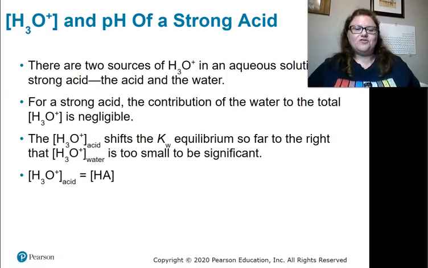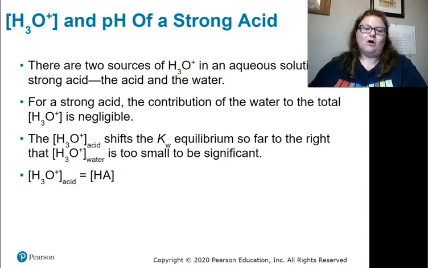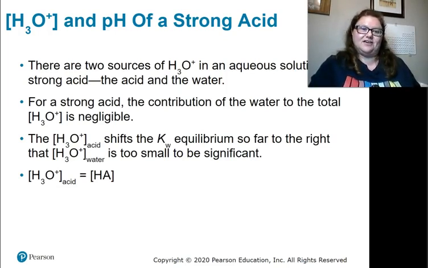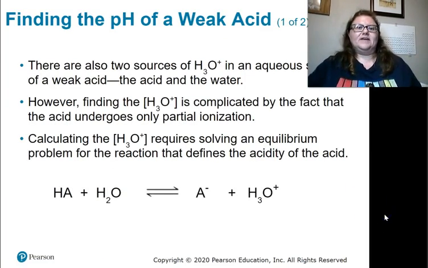Okay, there are two sources of hydronium in an aqueous solution of a strong acid, the acid itself and the water. For a strong acid, the contribution of the water to the total hydronium is really nothing. The hydronium from the acid is what's going to shift the Kw so far to the right that the hydronium coming from water is so small it's not going to matter any. So the way we narrow that down is we could say that the concentration of hydronium from the acid is directly equal to the concentration of the acid. All right.